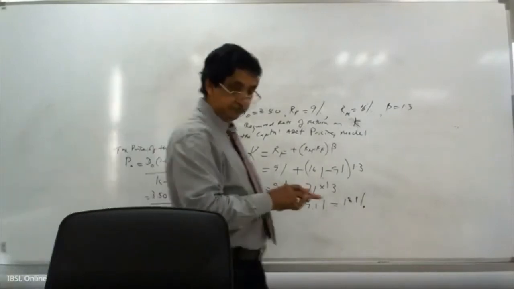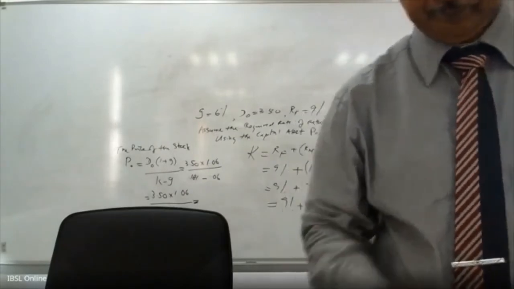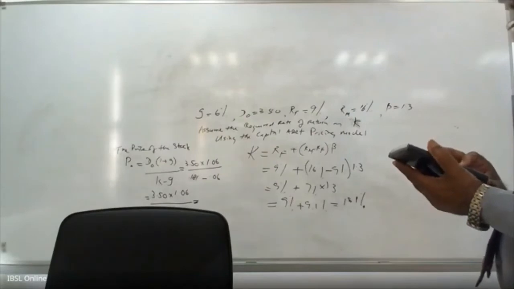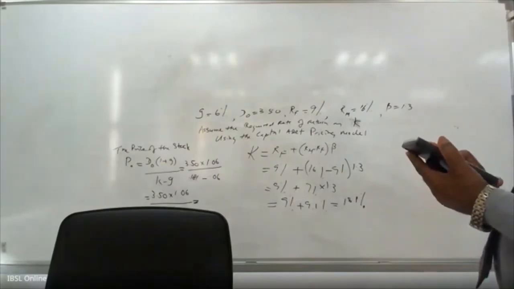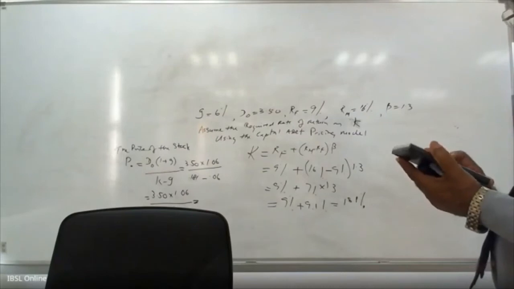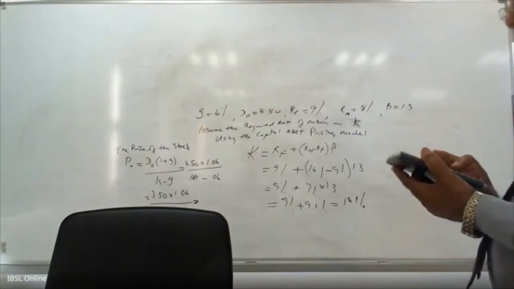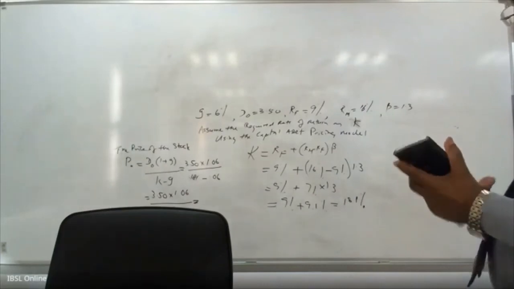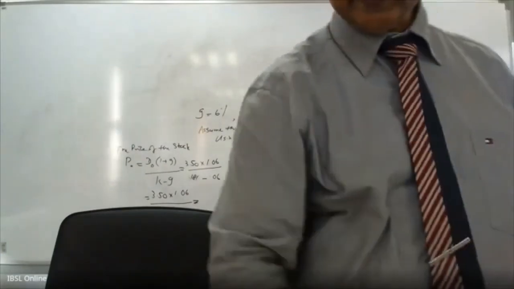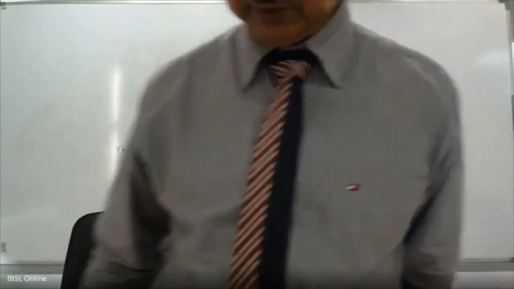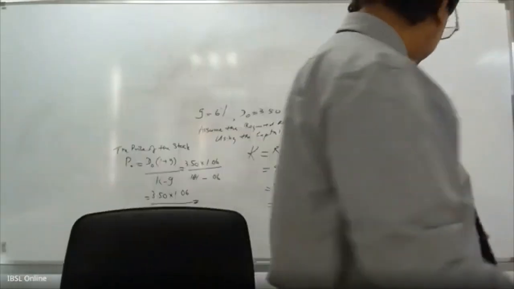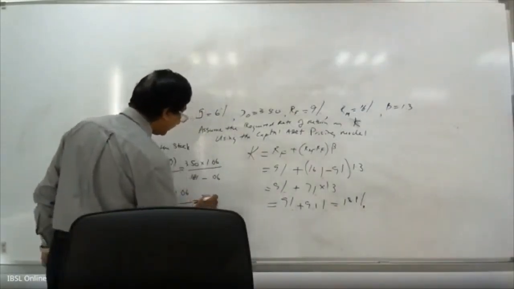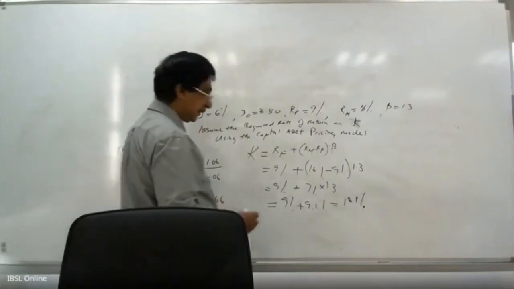That comes to 350 into 1.06 divided by 0.121. 3066. This is the value. This is the stock value. The stock value is that.